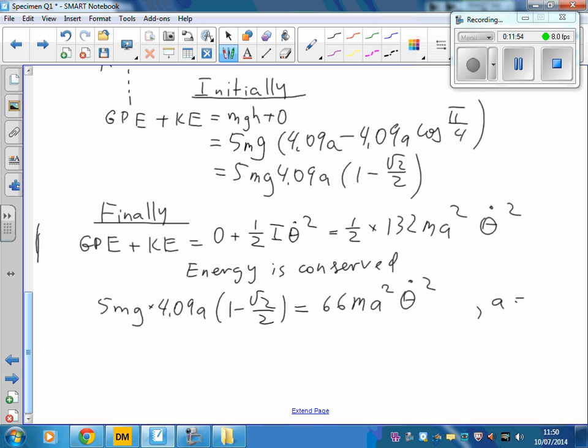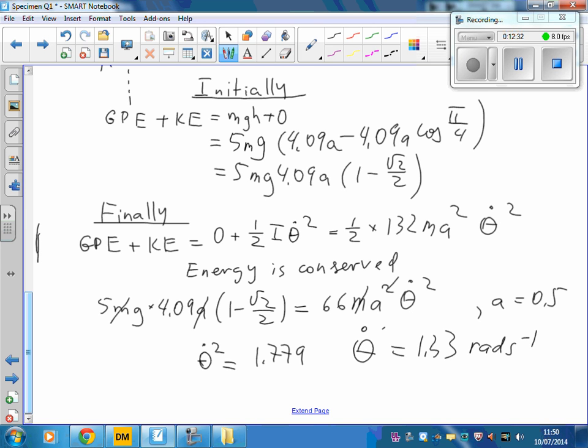Now, if a equals 0.5, we can work out the numerical value of theta dot squared. But before that, we can cancel m. So after all calculations are done, we've got the value for theta dot squared as 1.779, which gives us the value of theta dot as 1.33 radians per second. Three significant figures.